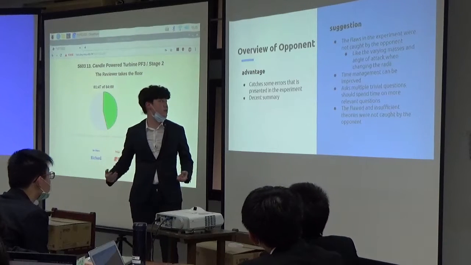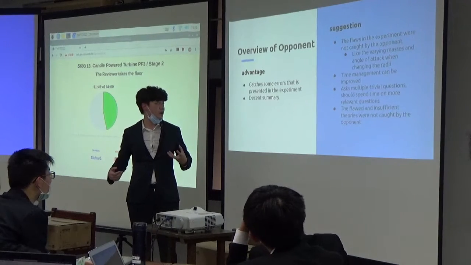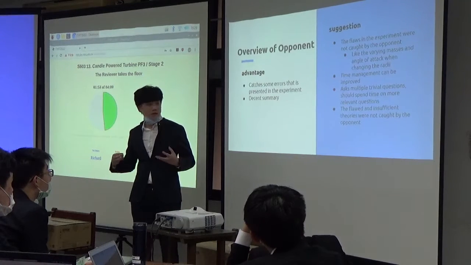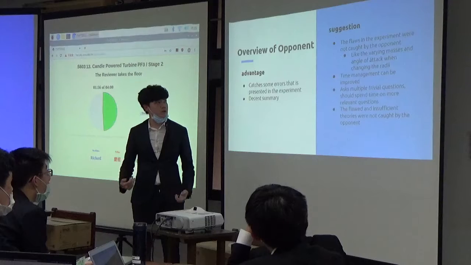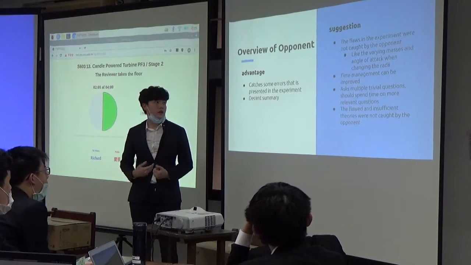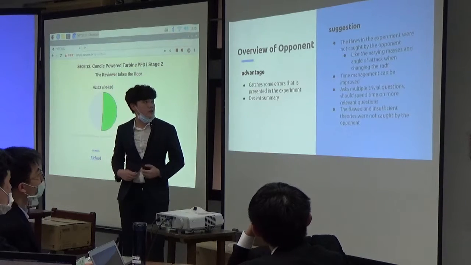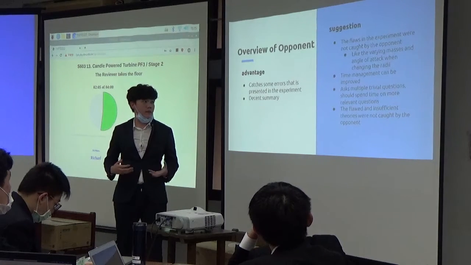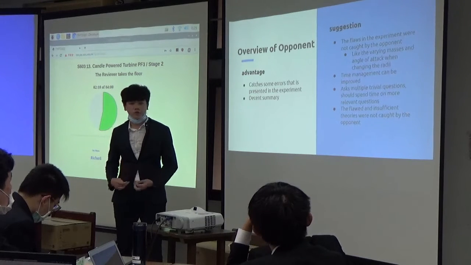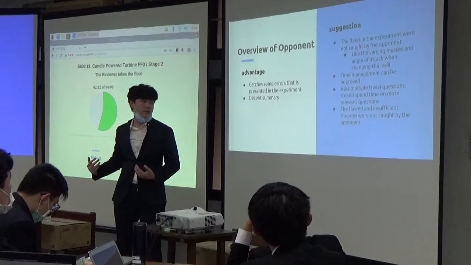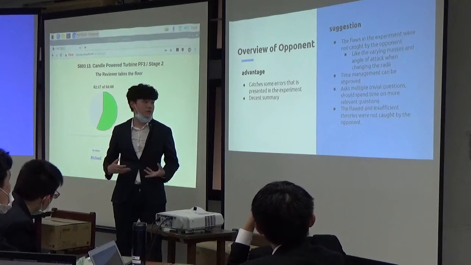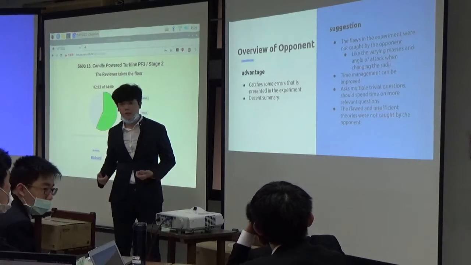The overview for the opponent is that they captured some errors presented in the experiment, which is in summary of the reporter's report. Suggestions would be that there are flaws in the experiment that they did not catch, like the varying mass and the angle of attack when changing some of the parameters. They asked multiple trivial questions that were already answered in the presentation, and they wasted some time. There are also flawed and insufficient theories that were not caught by the opponent.